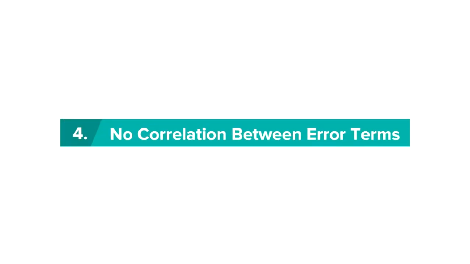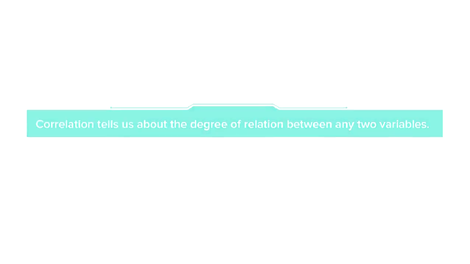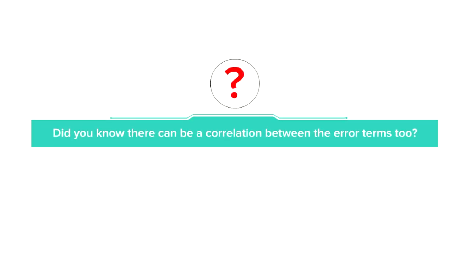The fourth assumption of the linear regression model is that there should not be any correlation between error terms. Now we have already learned that the correlation tells us about the degrees of relation between any two variables. But did you know that there can be a correlation between the error terms too?